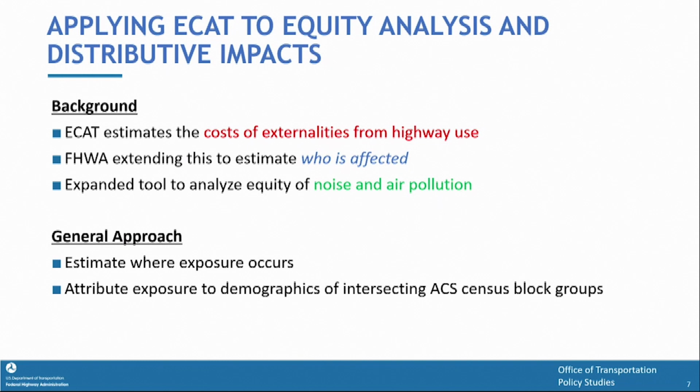The general approach is we estimate where the exposure occurs, and then we attribute the exposure, the cost of that exposure, to demographics of intersecting ACS census block groups, which has population at a very fine spatial detail.